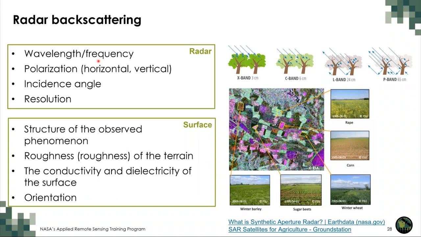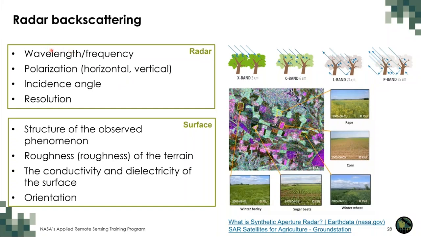Regarding the radar, the situation is even more complex. For the radar, we have different frequencies. We have different bands, as they are called. The frequency or wavelength can be 3 centimeters, 6 centimeters, 24 centimeters, or 65 centimeters. And depending on this, the radiation is being scattered either on top of the vegetation, like in the X band, or at the bottom or in the middle of the vegetation, like for L band and P band, or somewhere in between, like the situation is for the C band.